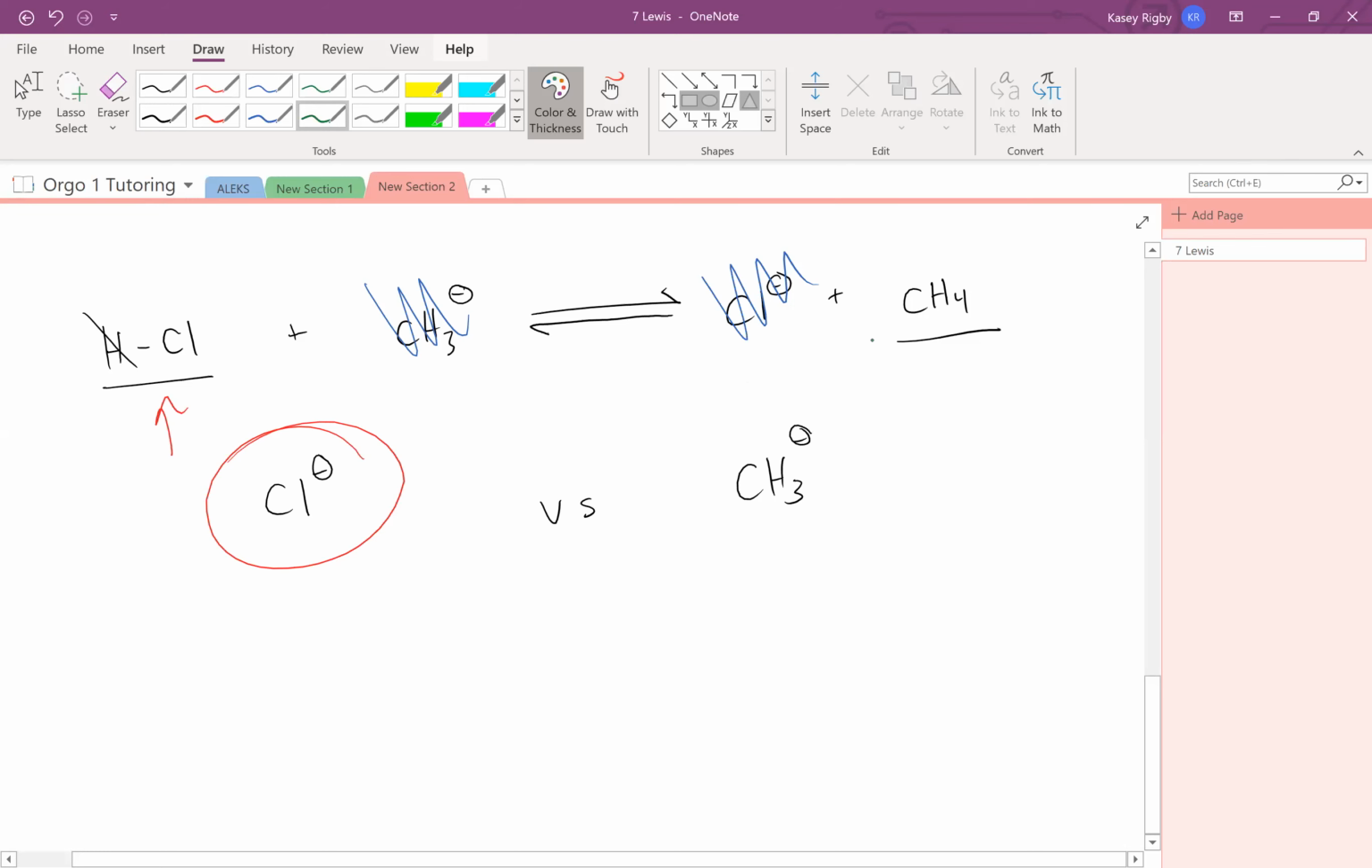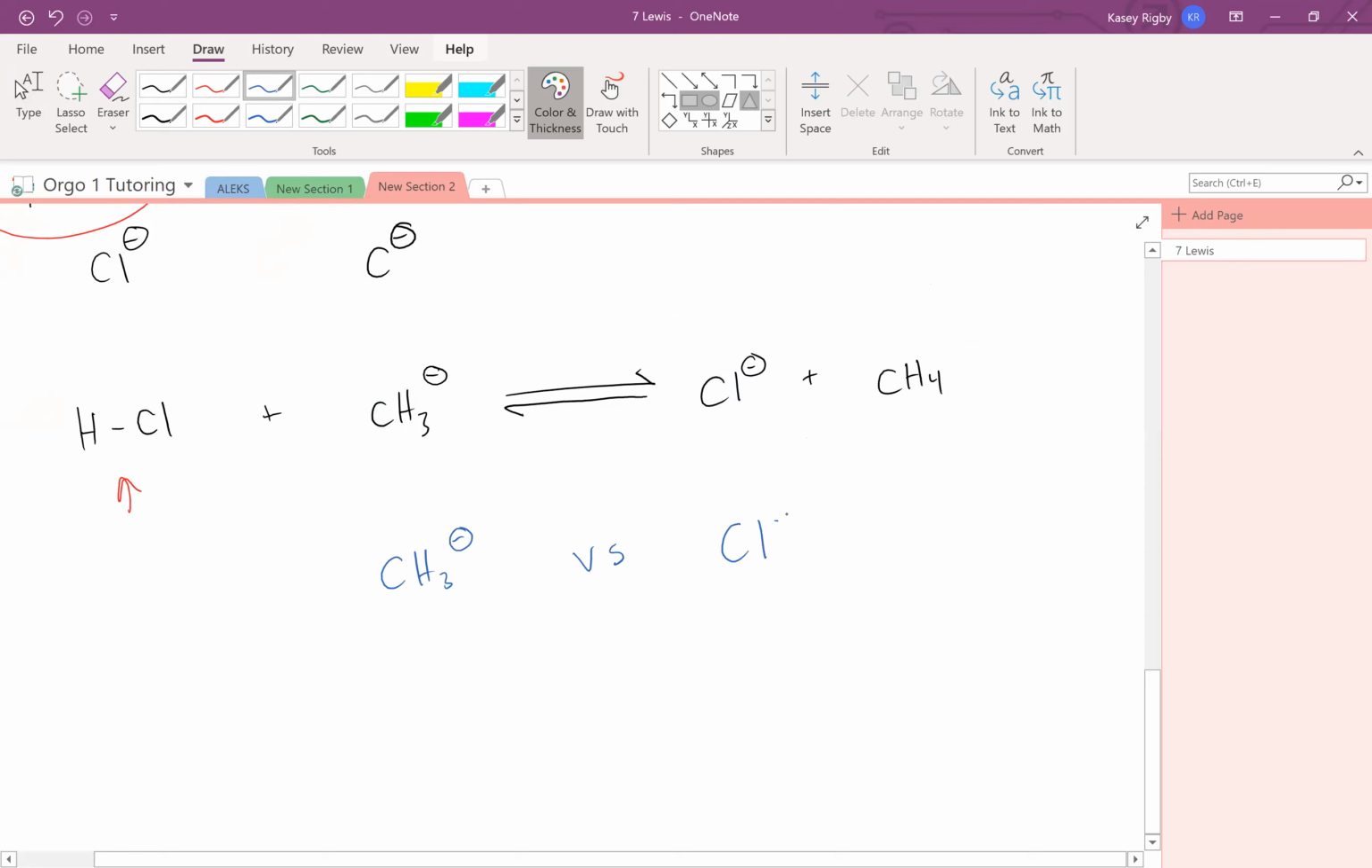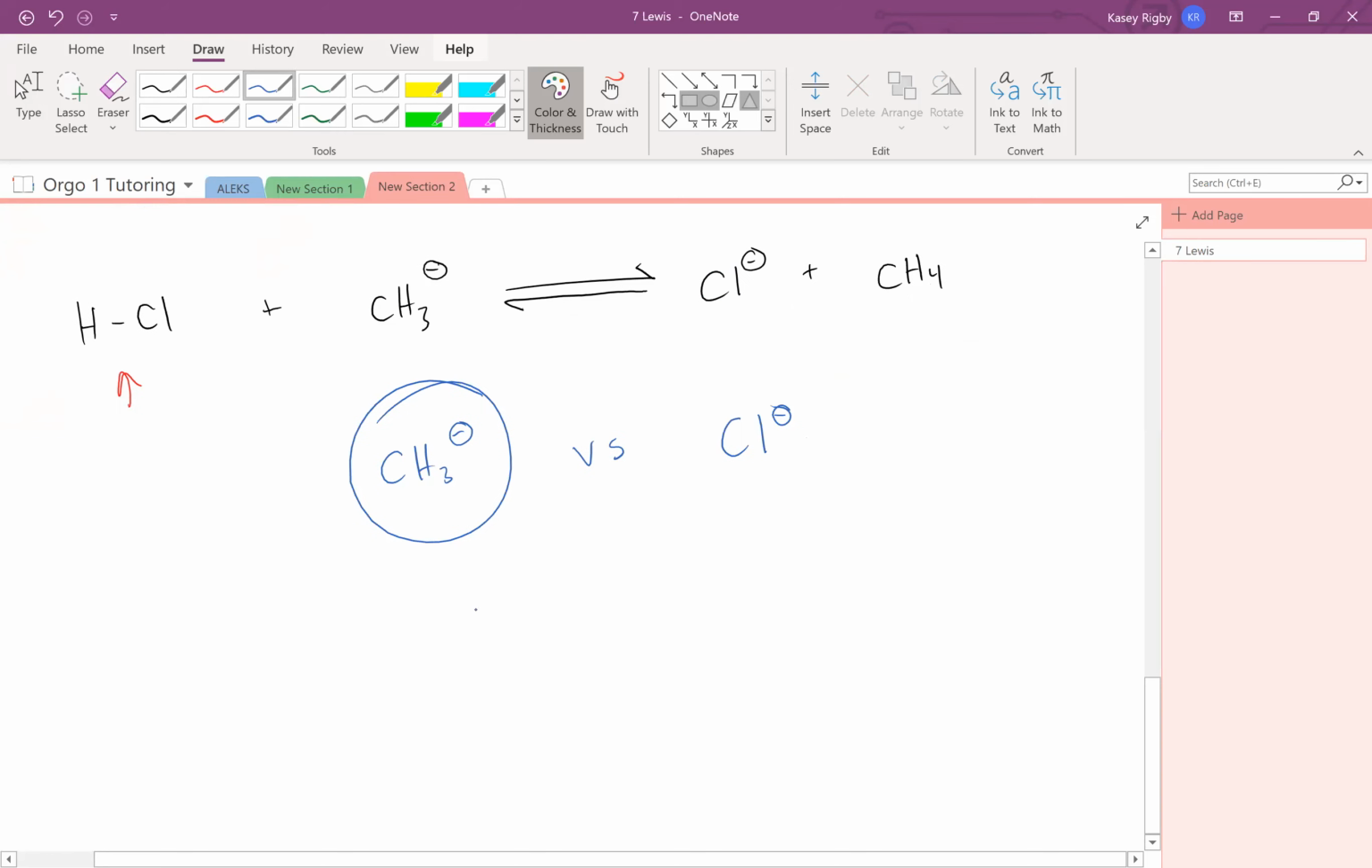If we did this again when comparing the bases instead, if we compared CH3 negative versus Cl negative, again, we know that CH3 negative is less stable. So that means that this is the stronger base. It's going to go towards the weaker base. It's going to go towards the right.